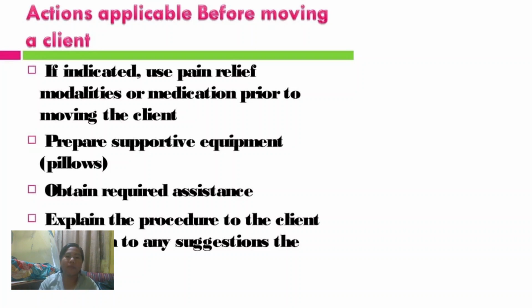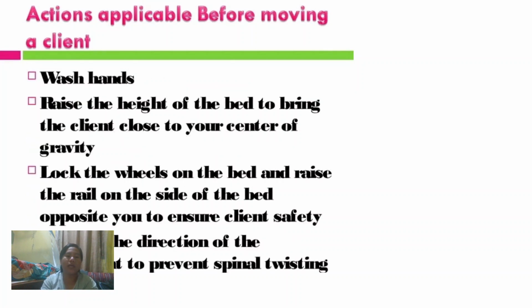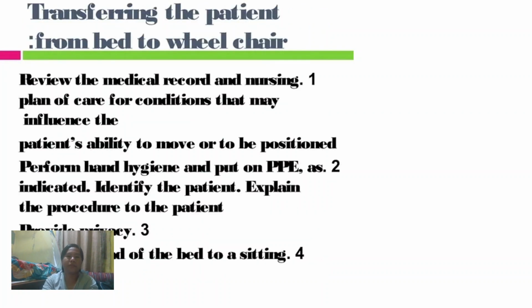Prepare supportive equipment, obtain required assistance, explain the procedure to the client and listen to any suggestion by the client. Wash hands, raise the height of the bed to bring the client close to your center of gravity. Lock the wheels on the bed and raise the rail on the side of the bed opposite you to ensure client safety. Face in the direction of the movement to prevent spinal twisting.